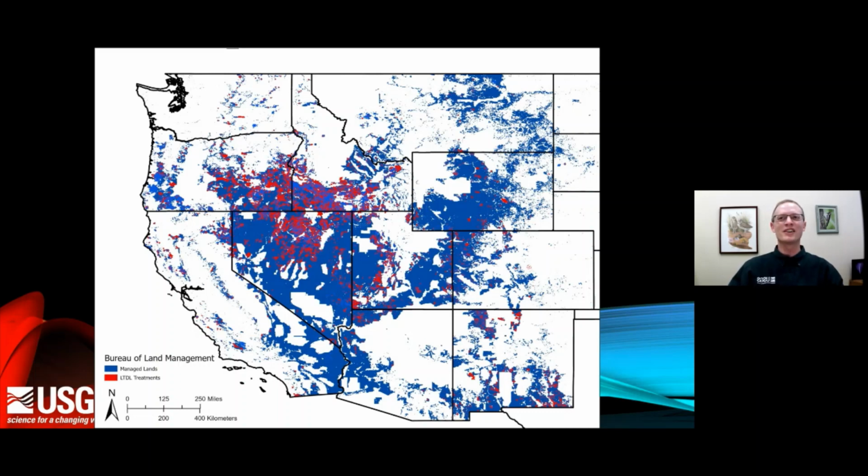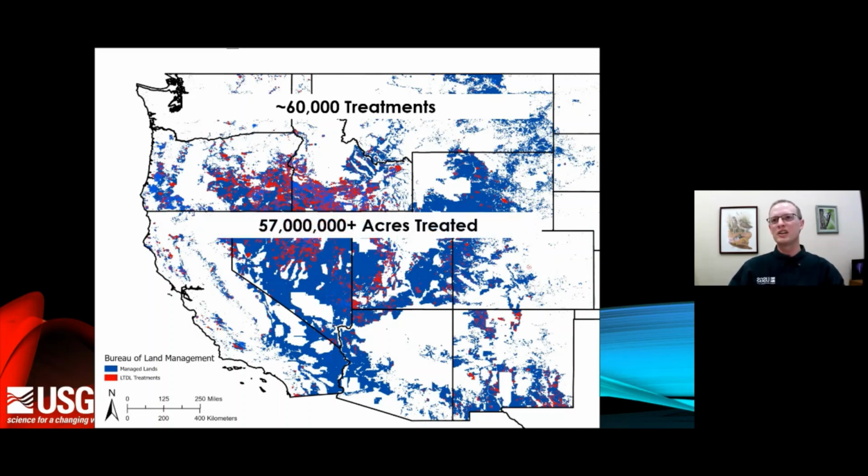Capturing and recording information on thousands of land treatments every year is no small task, even for a group of individuals. However, our crews have worked hard over the years, and currently we have nearly 60,000 treatments in the LTDL, shown here in those little red polygons, and they reported treating over 57 million acres of land.